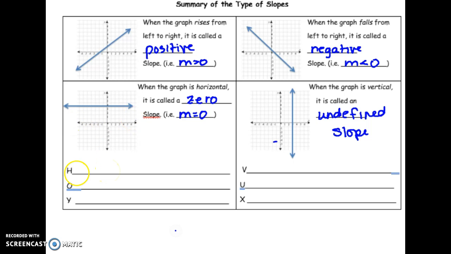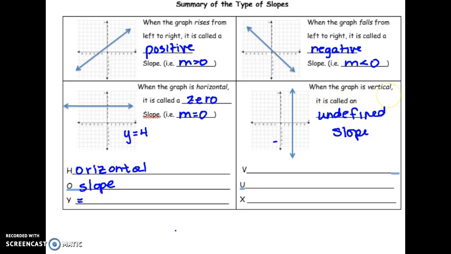Okay, a horizontal line we call HOY, and you'll hear that a lot, HOY. Okay, a horizontal line has a 0 slope. Okay, and it's represented by the equation y equals. So if I wrote the equation up here, y equals 4, it would make this horizontal line, and it would have a 0 slope.